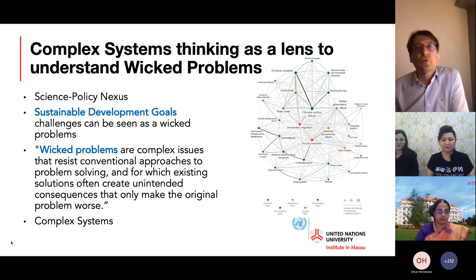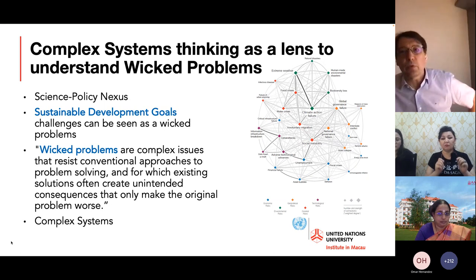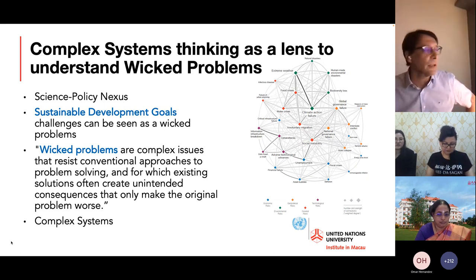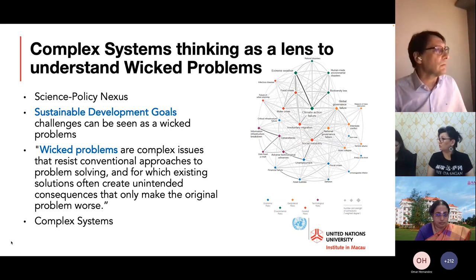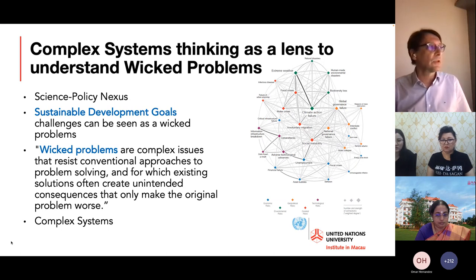So first of all, let's discuss a little bit the interface between policy and science: how science can help us deploy and design better policies in the long term. In fact, we can see that the sustainable development goals challenges can be seen as a wicked problem. So what is a wicked problem? It's a complex issue that is difficult to solve using conventional approaches. And sometimes existing solutions create unintended consequences, so it makes the original problem even worse.